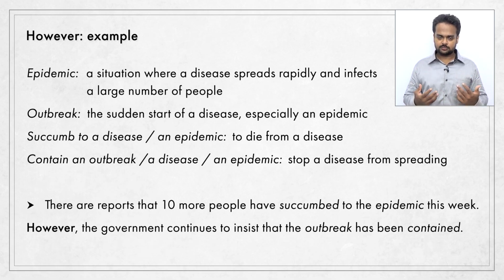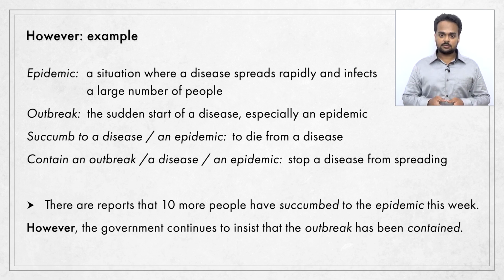So there are reports, meaning that the media, the press, is saying that 10 more people have succumbed to the epidemic. That is, 10 more people have died from the disease this week. So this is an ongoing epidemic. It says 10 more people, so that's in addition to the people who died previously.